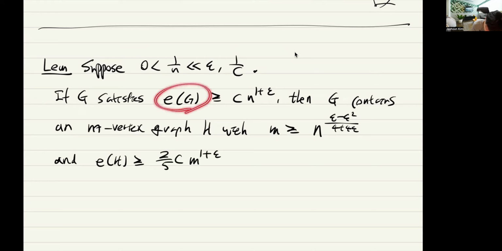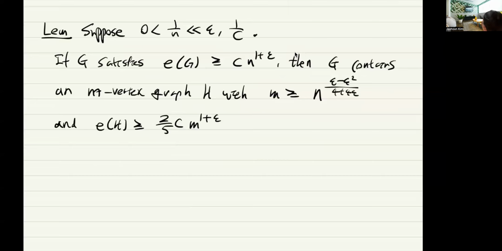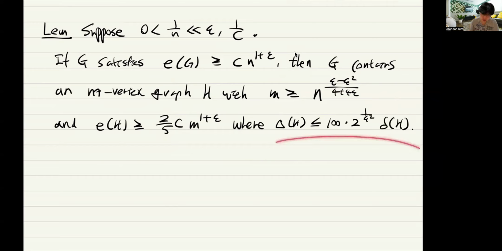You see, here it's the number of edges to the 1 plus epsilon, and here again the number of vertices to the 1 plus epsilon. The constant is a bit worse, but essentially it's similar, where the maximum degree of H is at most 100 times 2 to the 1 over epsilon square times the minimum degree of H. So H is almost regular in the sense that the minimum degree and maximum degree are off by a multiplicative constant.